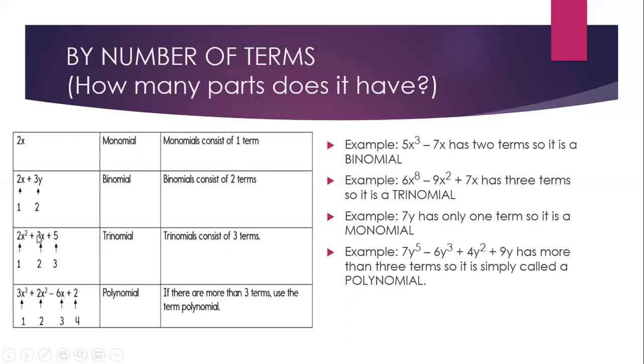Then let's say we have 3 terms. I have 2x squared plus 3x plus 5. I've got 1, 2, 3 terms: this one, that one, and that one. Well, what has 3 sides? A triangle has 3 sides, and a tripod has 3 legs, so trinomial must mean 3.